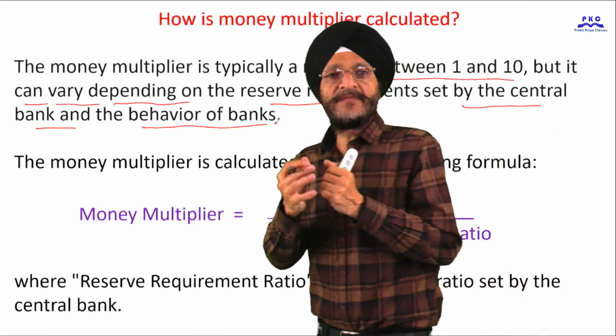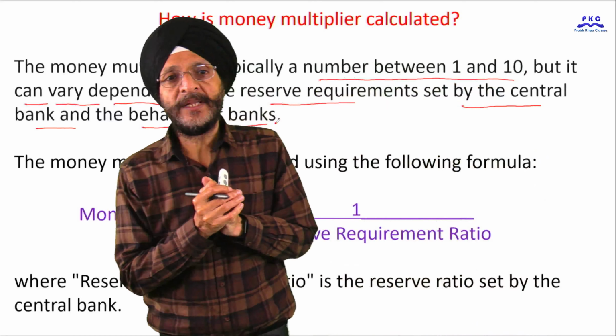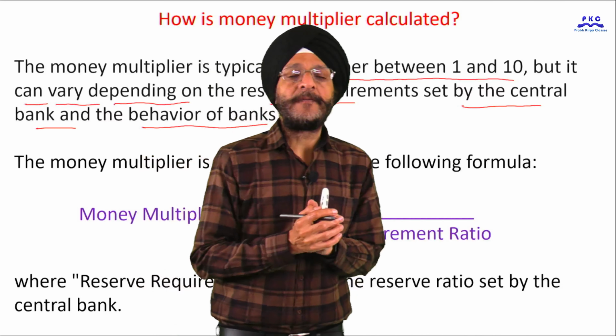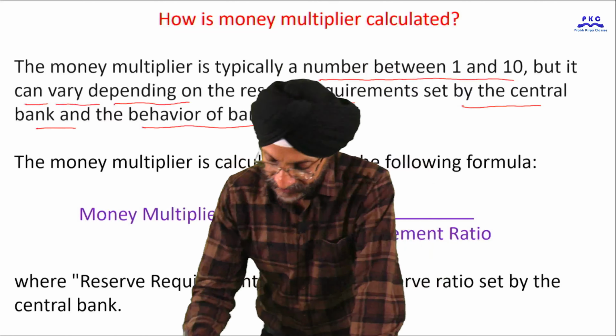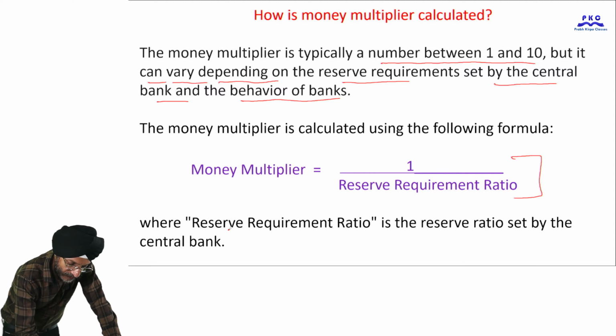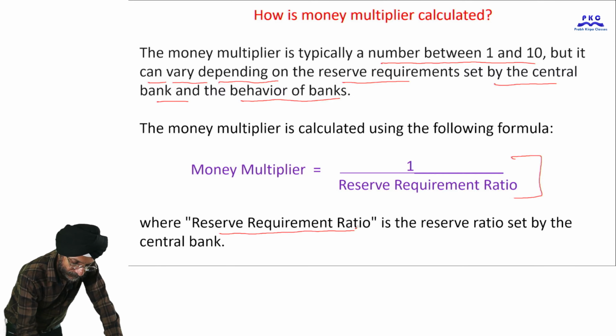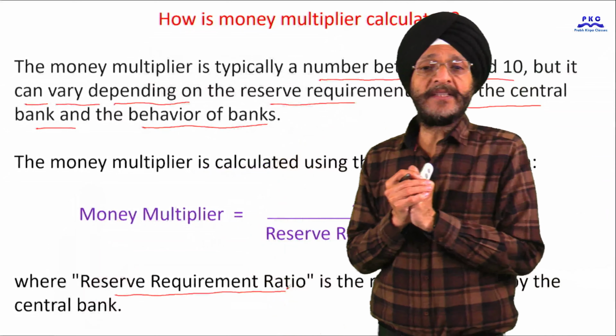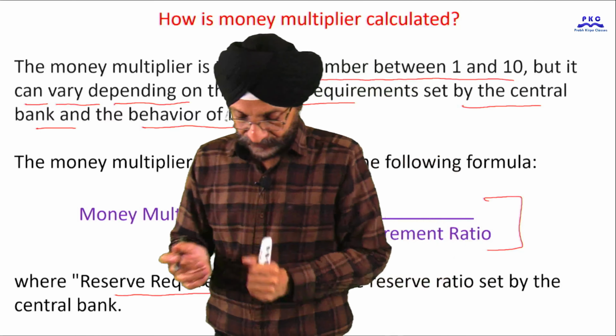Now, what is the formula for calculating the money multiplier? The money multiplier is obtained by this formula: 1 over the reserve requirement ratio. What is the reserve requirement ratio? The reserve requirement ratio is the reserve ratio set by the central bank.